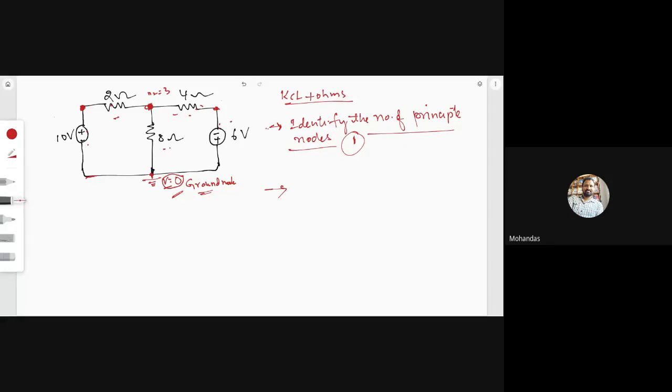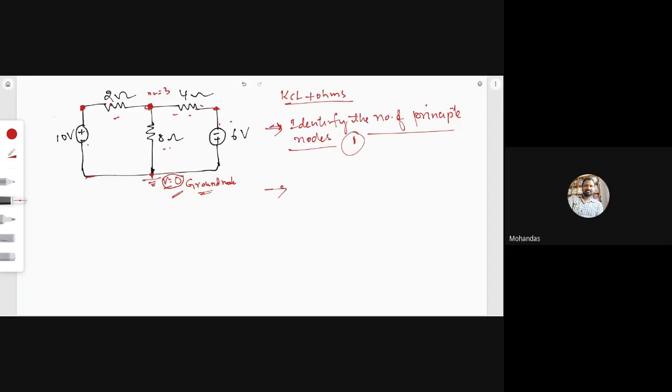Now, what is the second point we wrote? Please, can you read out? All of you listen to this theory carefully. Once you understand how to solve this problem, you can solve any problem by using nodal analysis. What is the second point? Please, Maheshwari, can you read out? Assign the node voltage with reference to the ground node, whose voltage is always equal to 0.